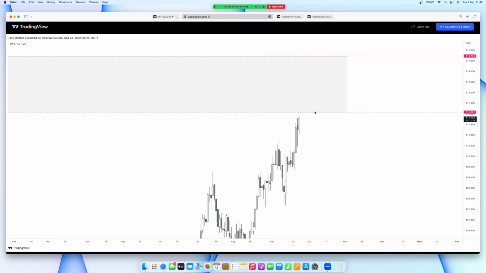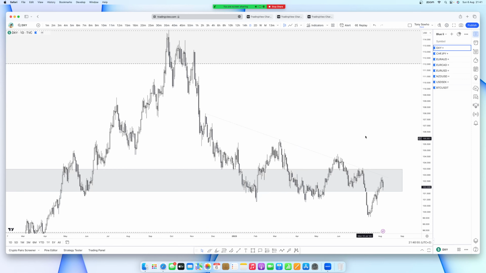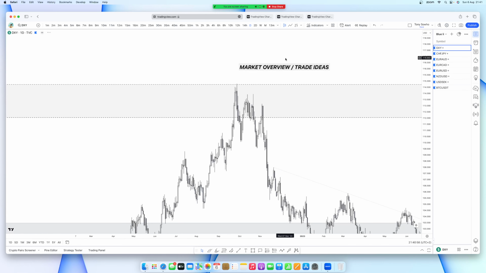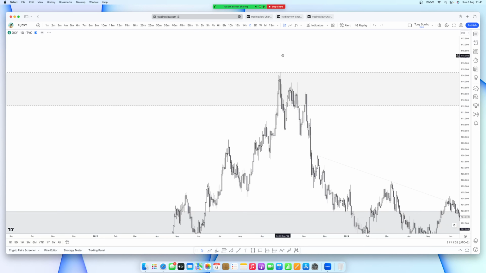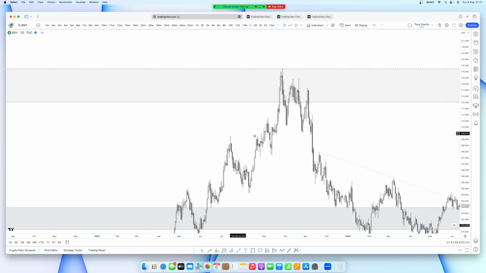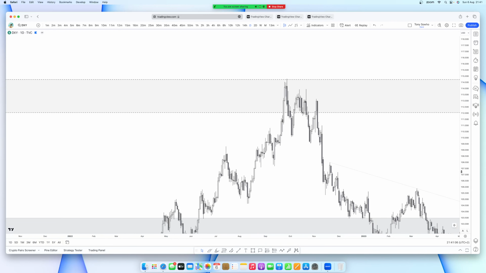We called out this area. We were anticipating this area for a sell down on the dollar index. That is 112.082. I still have it here. This is it up here, this area, this one here. Now look at how precise this works.